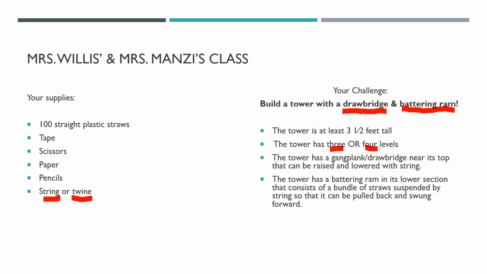The tower is also going to need to have a battering ram in its lower section, which is basically going to be a bundle of straw suspended by string so that it can be pulled back and swung forward. With that being said, think about how you're going to move that battering ram. If you have 4 walls enclosing your battering ram, you're not going to be able to put it in and move it. If you cut a little hole in one of the walls and put the battering ram in, how are you going to get to go back and forth? So you need to think about some of these things before you start to build.